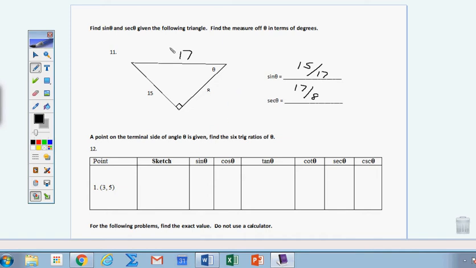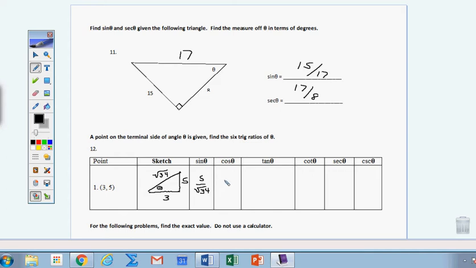Alright. For the next one down here, it says a point on the terminal side of angle theta is given. Find the 6 trig functions of theta. Well, first we draw it and we go over 3 and up 5. We can draw our triangle where this is theta. This is over 3 and up 5. So our sine, that makes the hypotenuse root 34. So the sine is 5 over root 34.